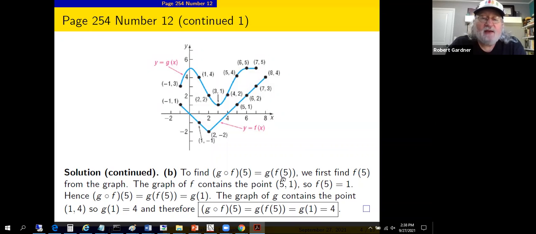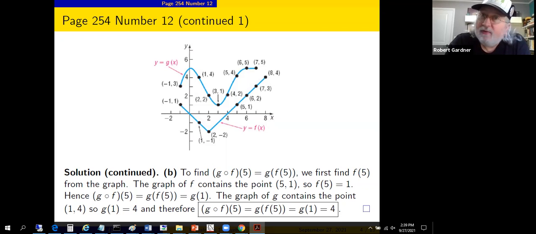We want g of f of 5. Well, if you want g of f of 5, that's g of 1 because f of 5 equals 1. So now we'll go to the curve g and concentrate on the x value 1. Here's 1. There's the point on y equals g of x, the point (1, 4). The point (1, 4) tells you g of 1 equals 4, g of the x value equals the y value. So the composition, g composed with f of 5, that is g of f of 5, is g of 1. We just saw g of 1 is 4, and so the output is 4.